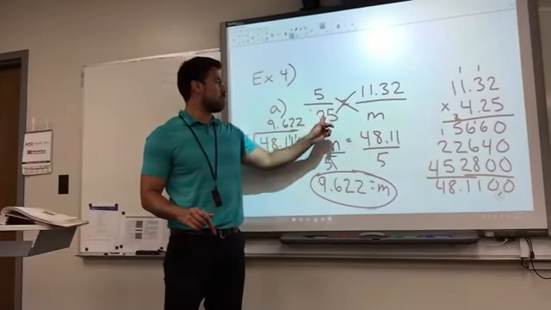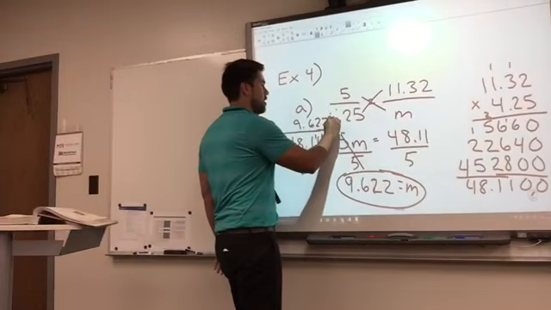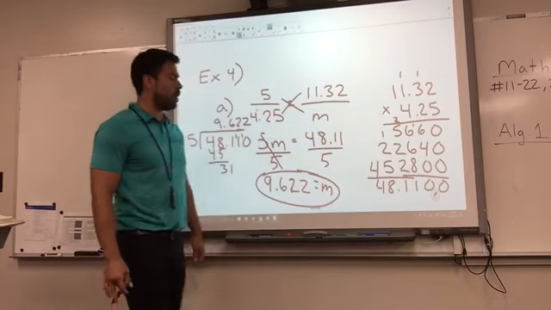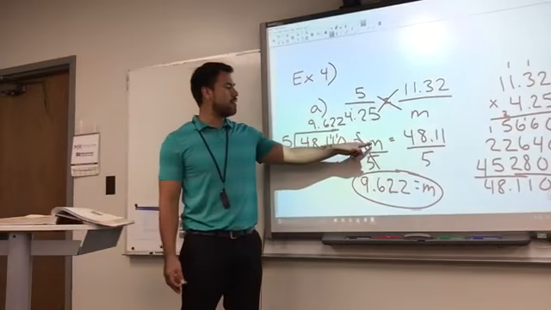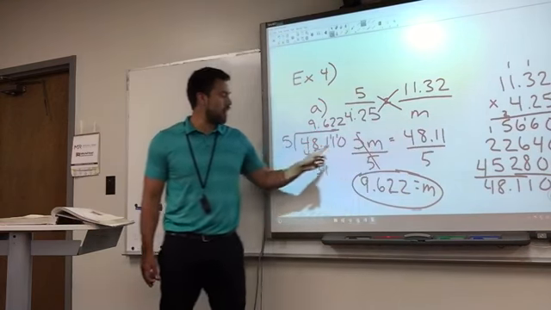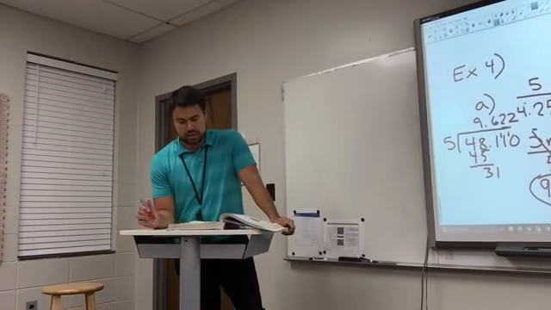So what I did here is I multiplied 4.25 times 11.32, which is 48.11. So 5m equals 48.11. Divide both sides by 5, and then that's how I get my 9.622.